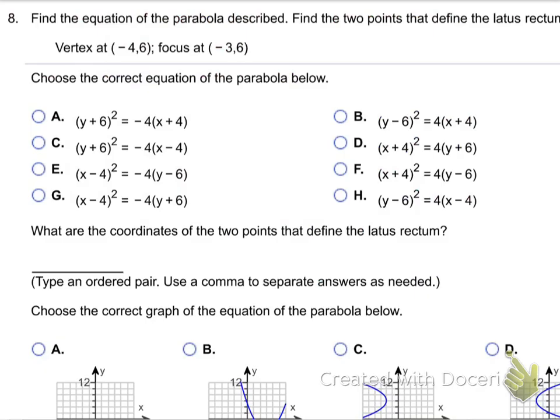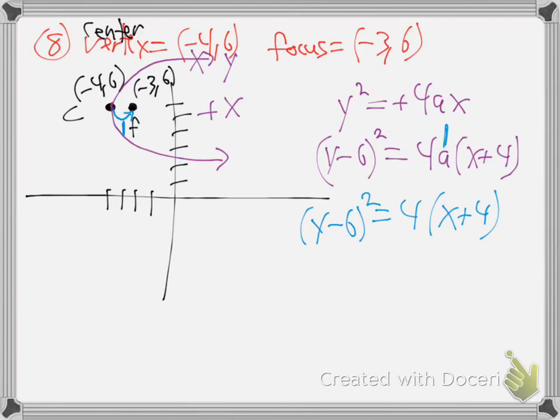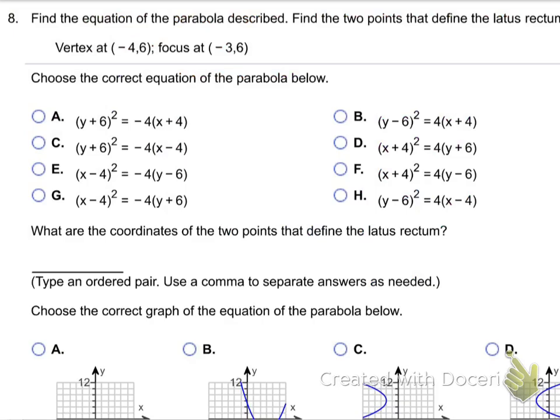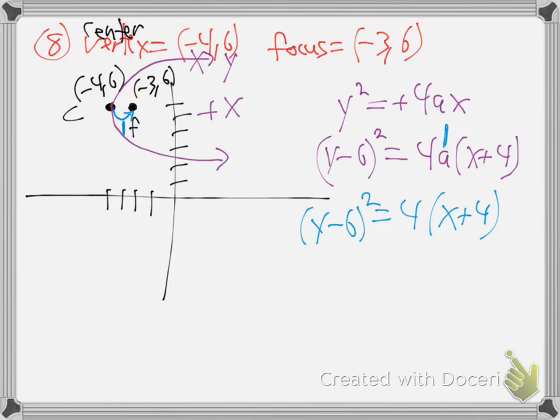Come on back. So what is it we're looking for? Y minus 6 squared equals 4x plus 4. B, yeah. B. Now it's saying, what are the coordinates of the 2 latus rectum? Yeah, so this gets a little harder, because now everything's like shifted and moved. You got to be careful. Let me do it with you. Let me find the latus rectum.